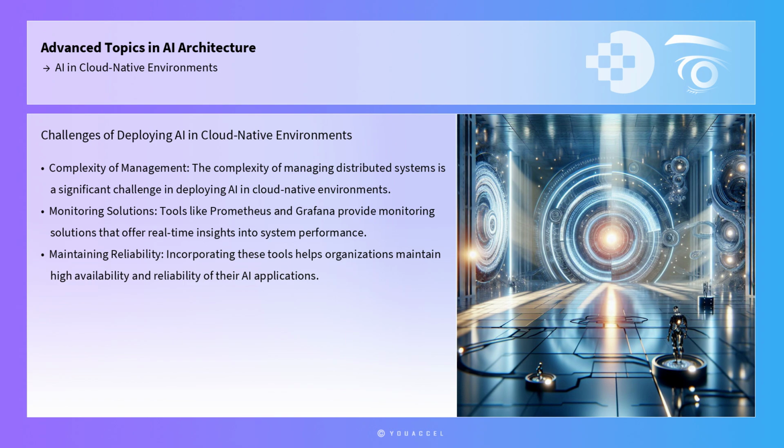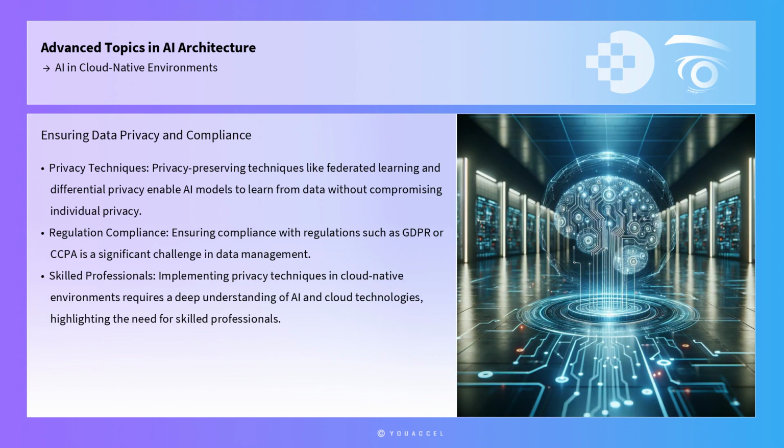Despite these advantages, deploying AI in cloud-native environments presents challenges that professionals must address. One significant challenge is the complexity of managing distributed systems. Tools like Prometheus and Grafana provide monitoring solutions that offer real-time insights into system performance, enabling teams to identify and resolve issues promptly. By incorporating these tools into their cloud-native AI strategy, organizations can maintain high availability and reliability of their AI applications.